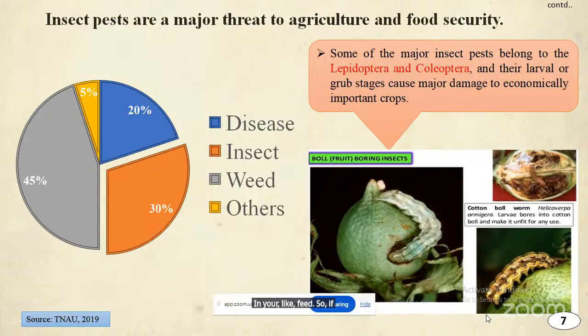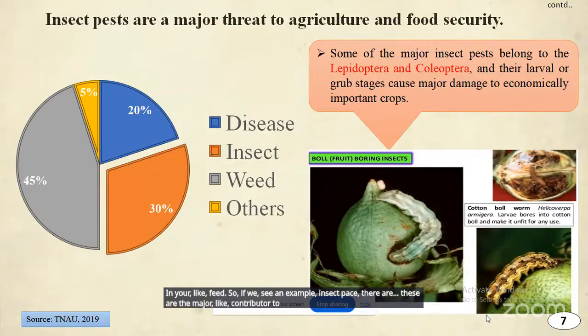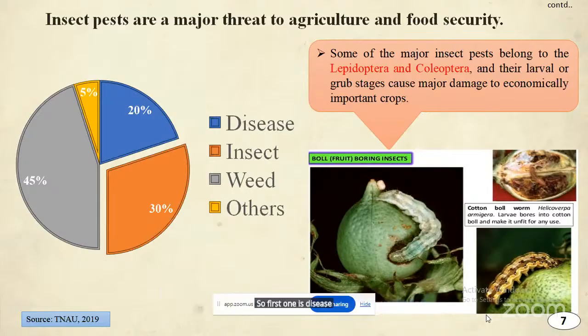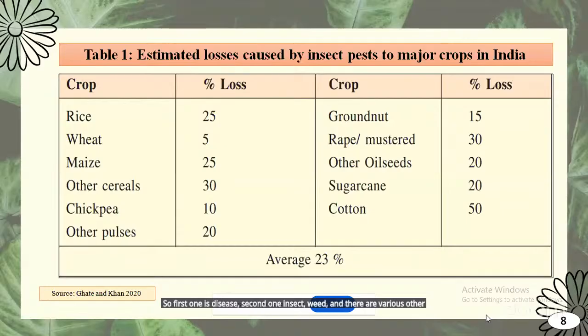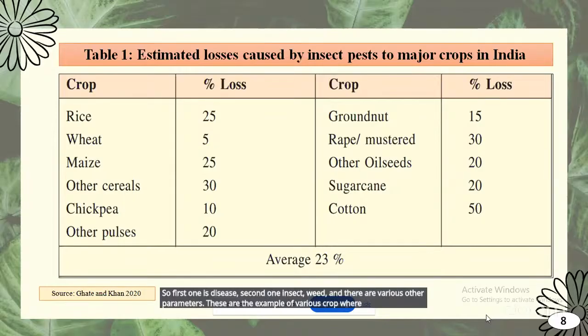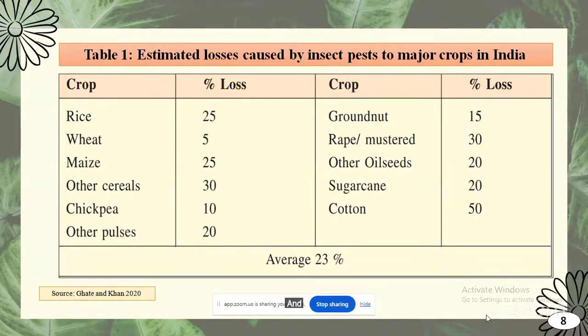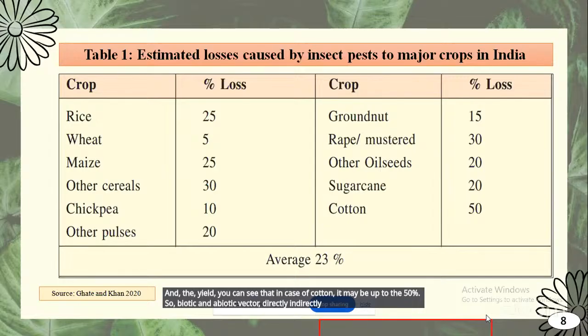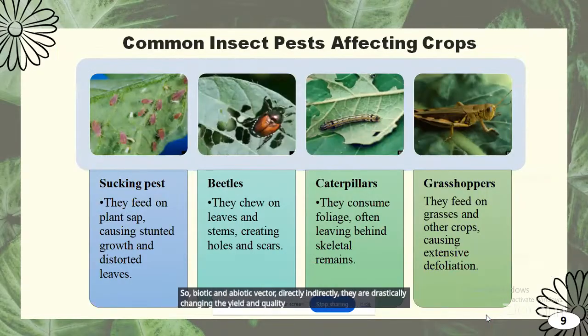So if we see an example, insect pests are a major contributor to agricultural loss, where they directly or indirectly affect the yield and quality of the food. So the first one is disease, the second one is insects, weeds, and there are various other parameters also. These are examples of various crops where a huge damage in terms of yield and quality has been noted, and you can see that in the case of cotton it may be up to 50%. So biotic and abiotic factors directly or indirectly drastically change the yield and quality parameters of various crops.